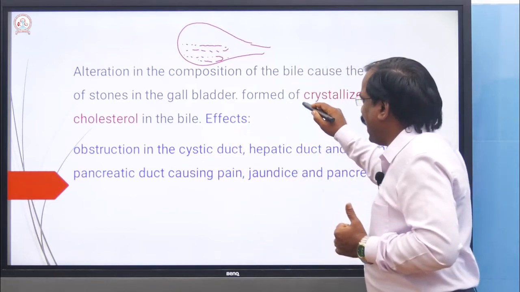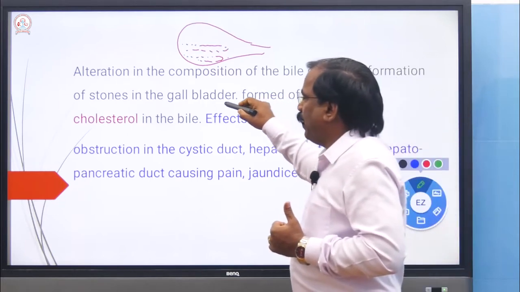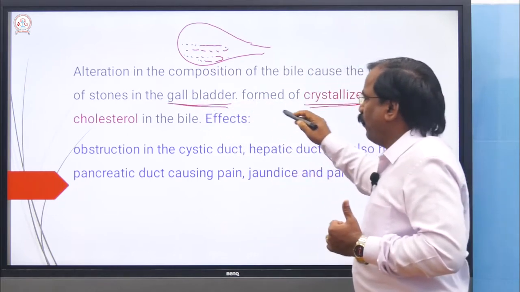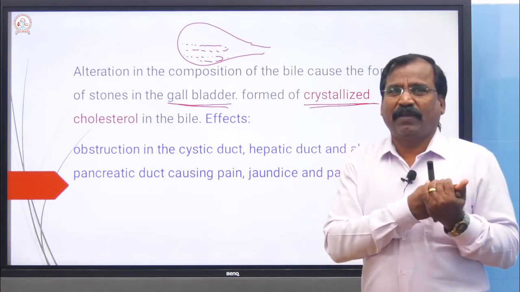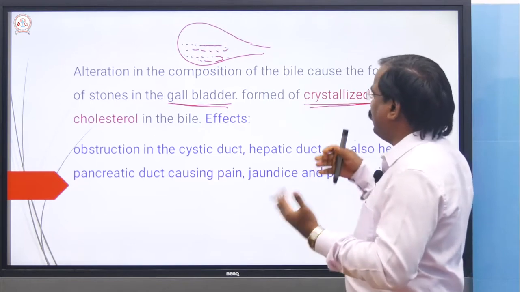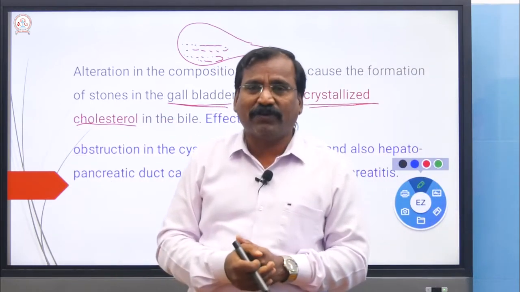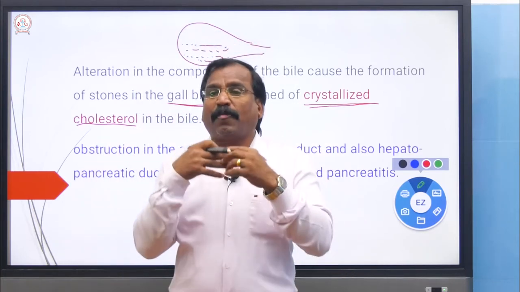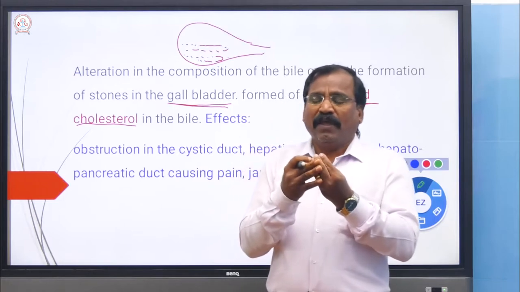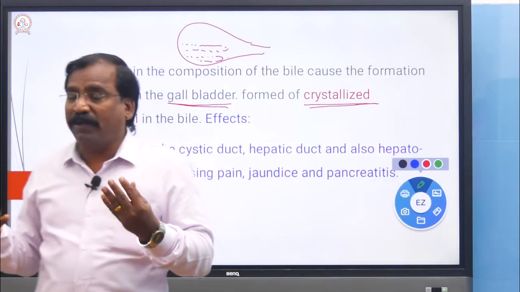That is crystallized, in the gallbladder. In the gallbladder, that bile is crystallized. Which components are crystallized? Components like cholesterol are crystallized and form a stone. That is the stone. For your easy understanding, I am telling one illustration.